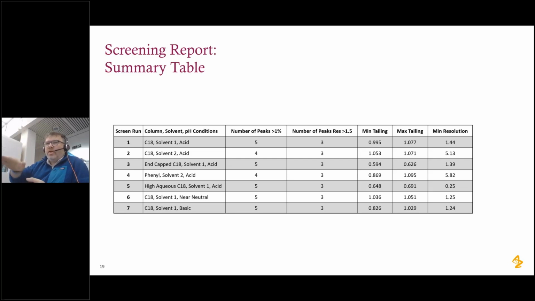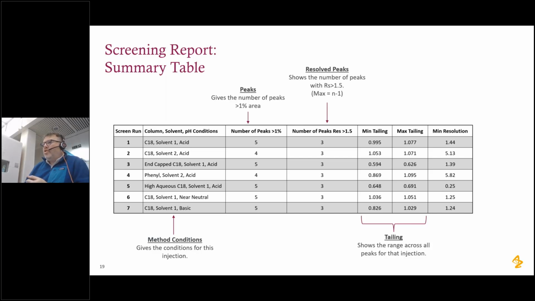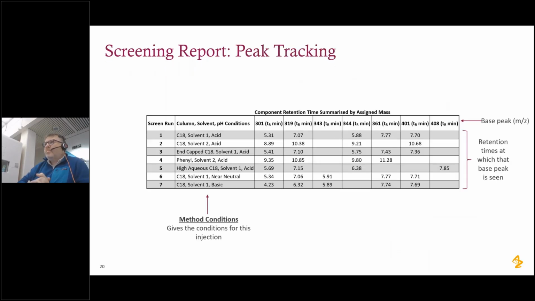So it gives you the conditions that the sample was run under, and the method that was operated. It gives you how many peaks were detected by that method, and then some information around tailing and resolution. And from this, you can start to understand what conditions you then need to optimize. So yeah, that summarizes that.